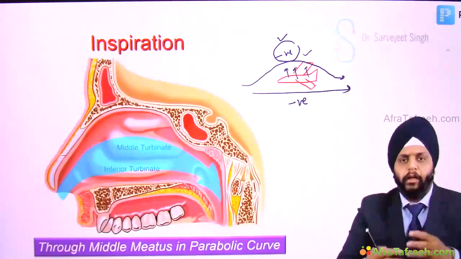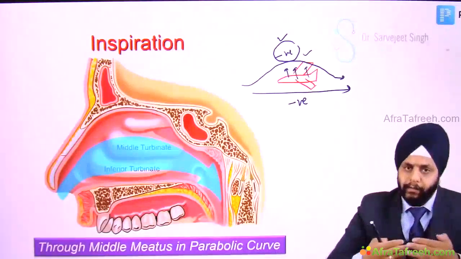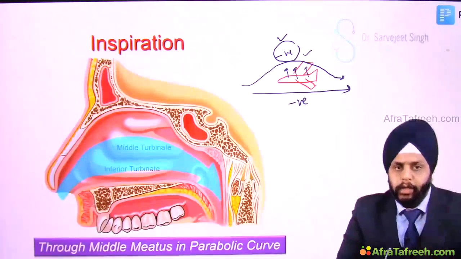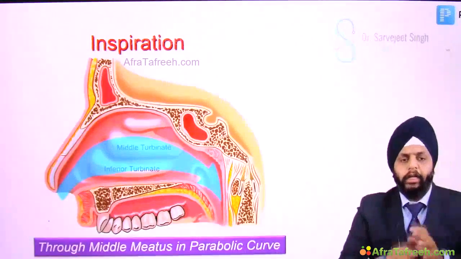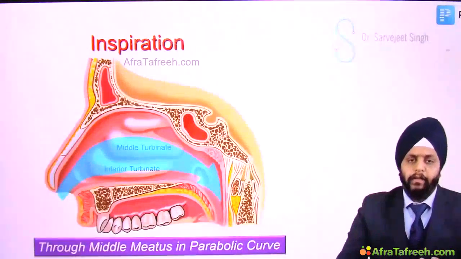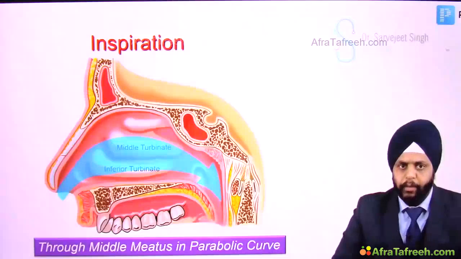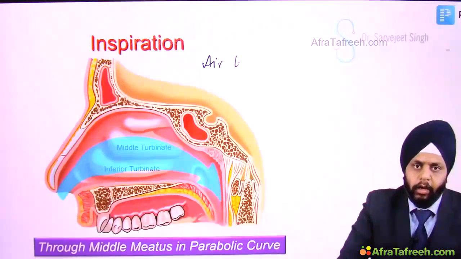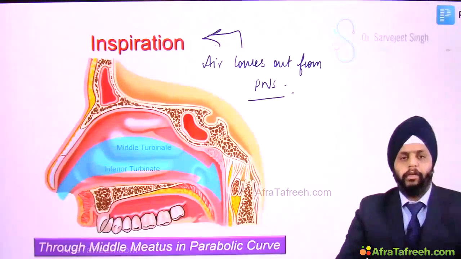The same principle is there when the train is coming onto the platform. We are asked to stand behind the line because the train will suck us and it can hit us. Now the same principle also applies during inspiration. The airflow through the nasal cavity creates a negative pressure. This negative pressure pulls the air out of the paranasal sinuses. So the air comes out from the paranasal sinuses during inspiration.